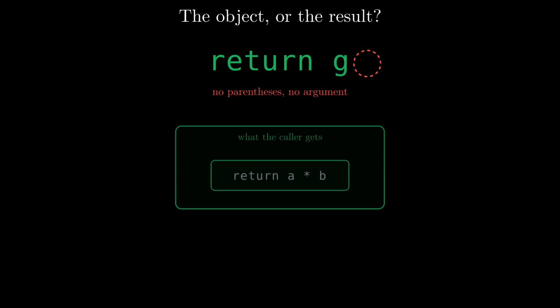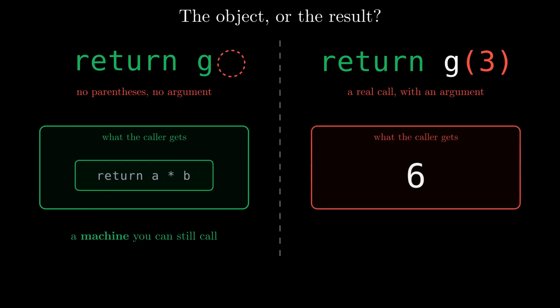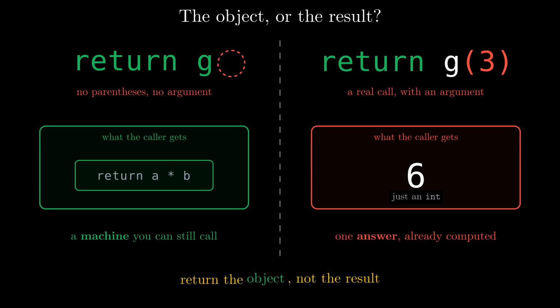Now the crucial detail: the last line is return g, just a name, no parentheses, no argument. That returns the function object itself, the lump of code, not the result of running it. Compare it with return g of 3, which will call g first and hand back a number. Those are two completely different things. One gives the caller a machine, the other gives the caller a single answer. Everything that follows depends on make prod handing back the machine.